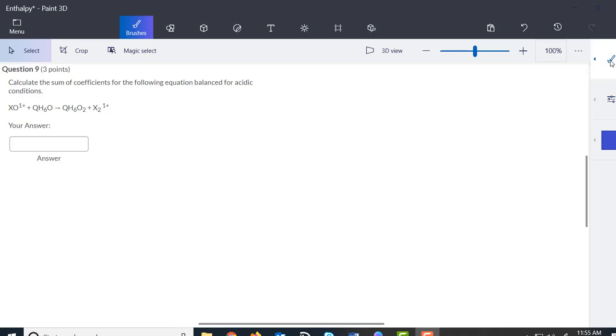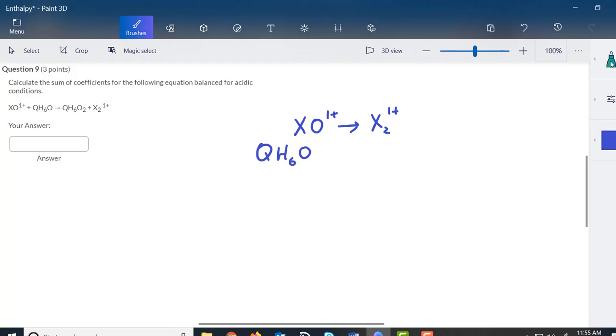So for this one, we're going to start out by figuring out what the half reactions are. And it's going to be XO, actually I'll do it down here, XO 1 plus gives X2 1 plus. And the other one is QH6O gives QH6O2. Now what we're going to do is balance the Q's and the X's.